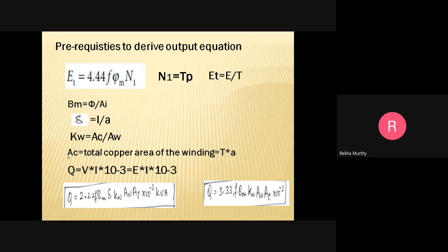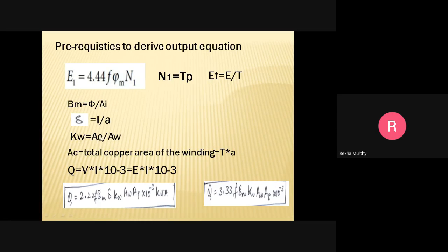Okay, so that is a new thing which you have come across with this slide. So this is KW, called the window space factor. All of you can take down: window space factor is defined as area of copper, which is equal to AC by AW. What is AC? AC divided by AW.